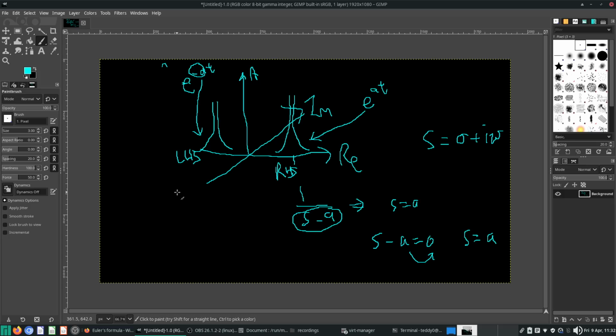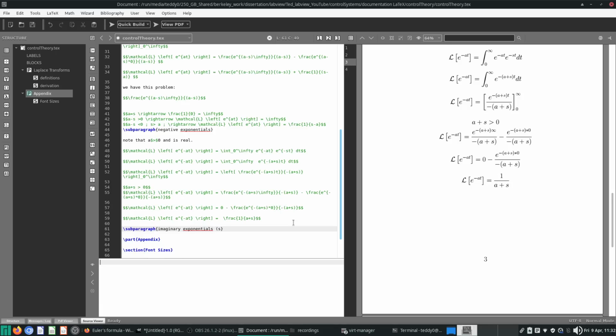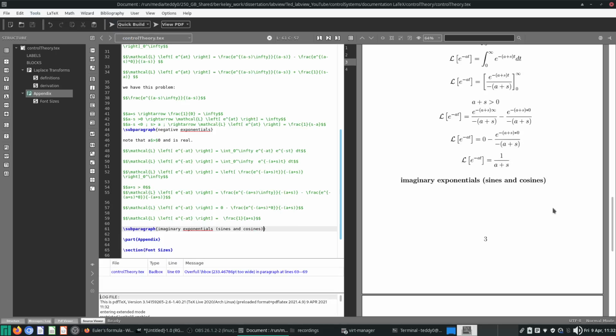Now we find that these exponentials are pretty simple. So let's go to the next thing. Imaginary exponential. Why do we want to concern ourselves with imaginary exponentials? They're actually the basic building blocks of sines and cosines.